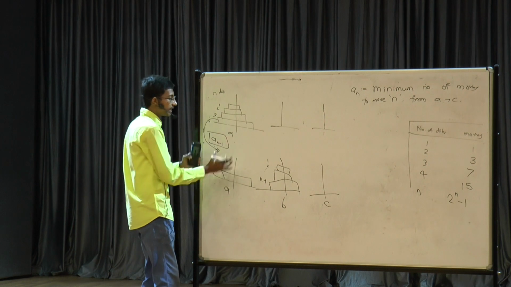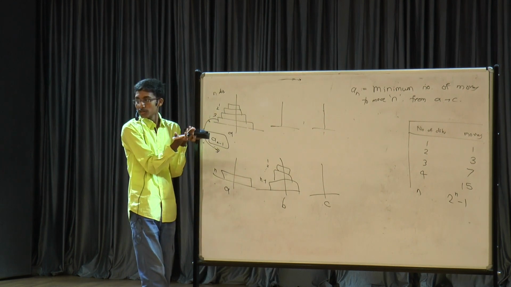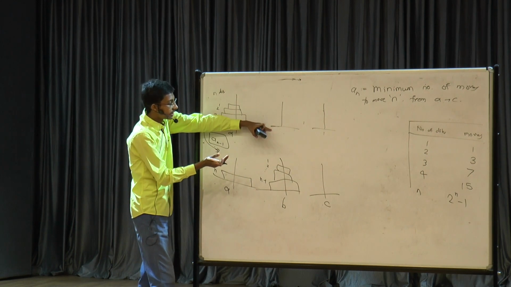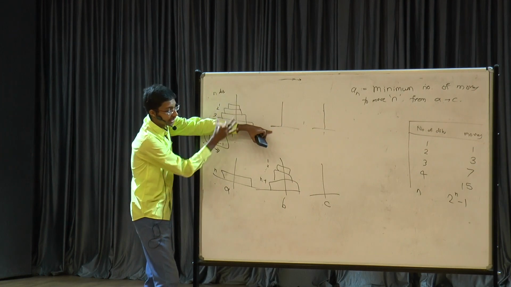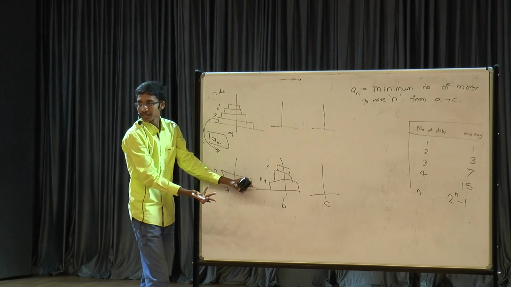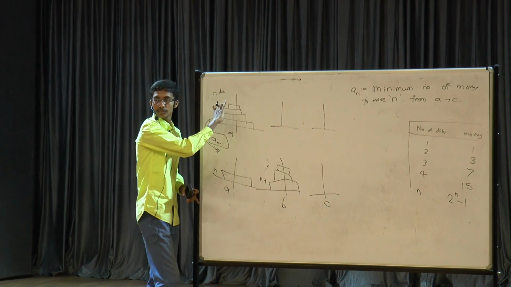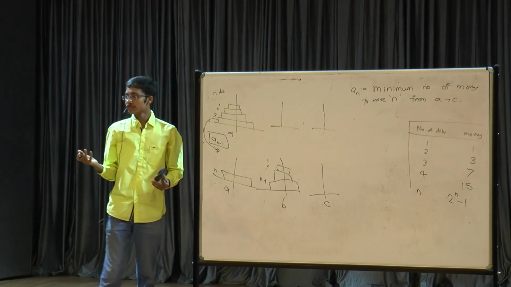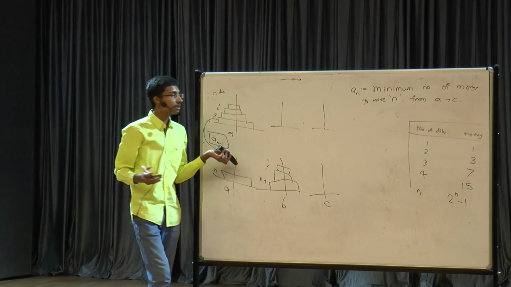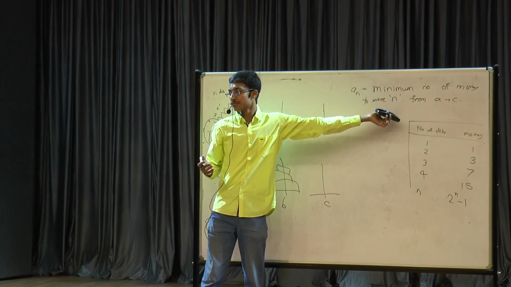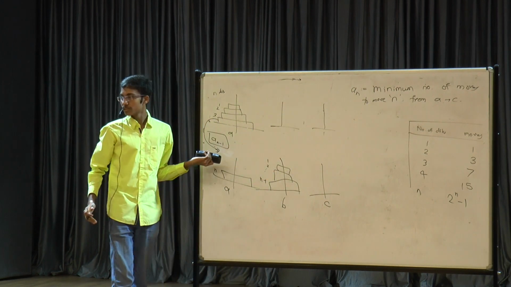Because technically, this large disk hasn't moved at all. So if this wasn't here, it's like solving the problem for n-1. It's not here anyway. So you moved this top n-1 part from A to B directly. So we know the minimum number of moves, we just defined it. So it's going to be a_{n-1}.